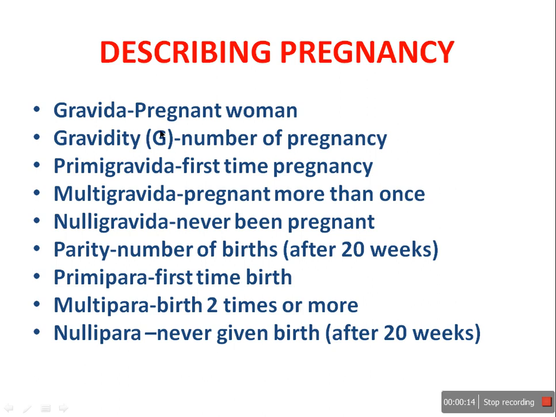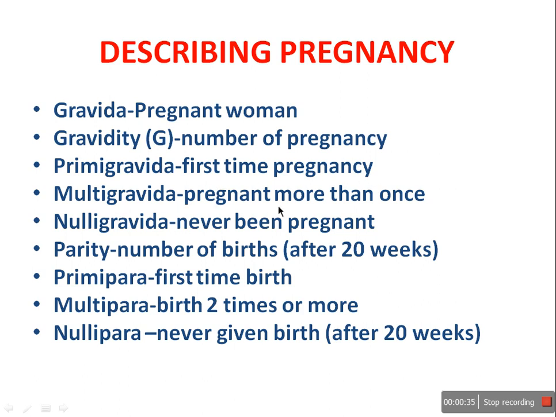Gravida means pregnant woman. Gravidity, denoted by G, means number of pregnancies. Primigravida means first time pregnancy.